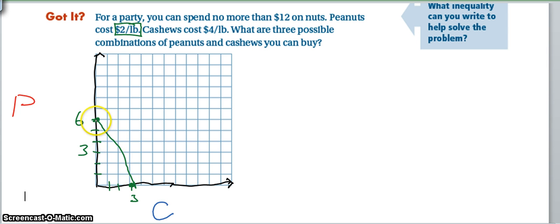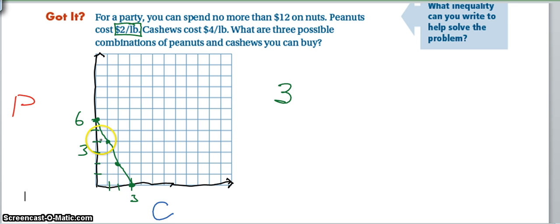Now if I get rid of a pound of peanuts, I can't buy another pound of cashews yet because there's not enough money. But if I get rid of 2 pounds of peanuts, I could buy another pound of cashews. And if I get rid of another 2 pounds of peanuts, I could buy another pound of cashews. So actually I'm going to get rid of my line here and try to connect it a little bit better. And then if that's the most that I can spend, then we're really saying like 3.